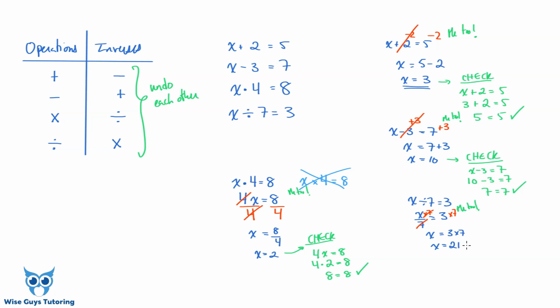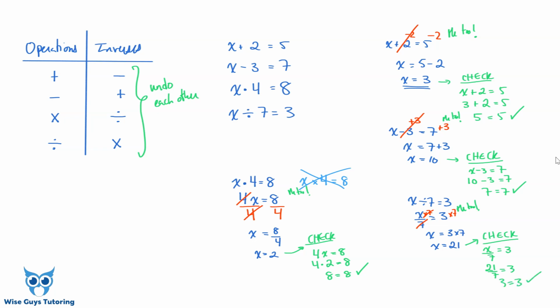So I do a quick little check because I want to make sure I didn't make any silly mistakes or lose points for no reason. So x divided by 7 equals 3. I'll substitute my answer, which was 21 divided by 7. Does 3 equal 3? Ta-da!